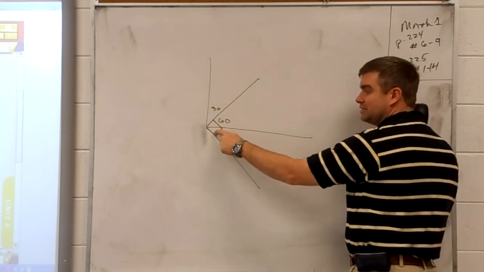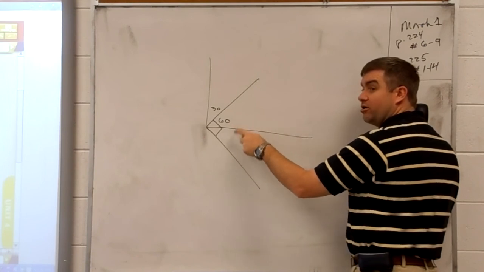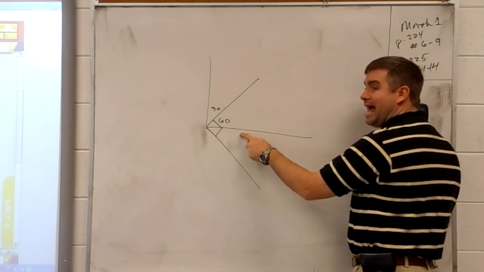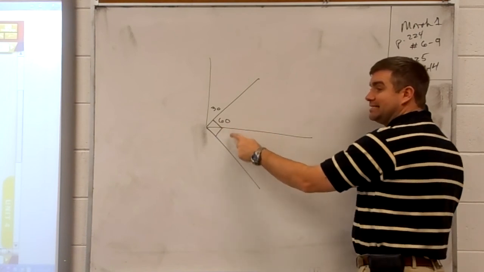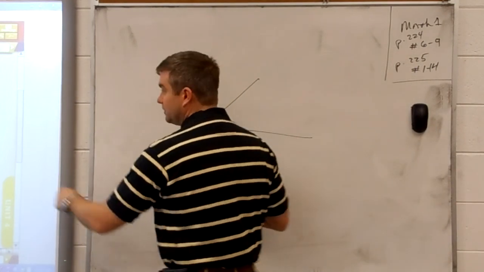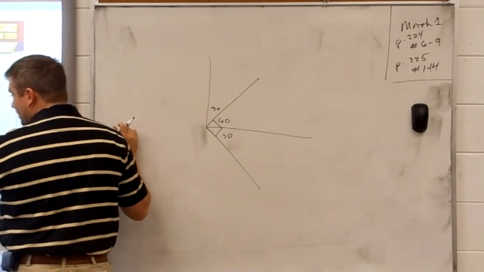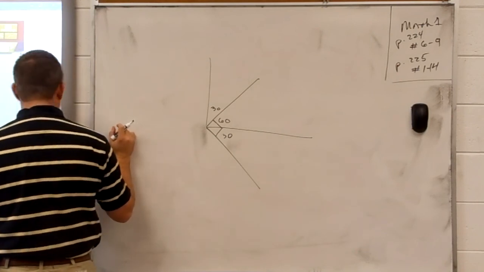Because of the box, what do I know is true about these two angles? They're also complementary. They also add up to 90. That's what the box tells me. So if this one is 60, what does this one have to be? 30. So let's look at this definition. If two angles are complementary to the same angle, then they are congruent.